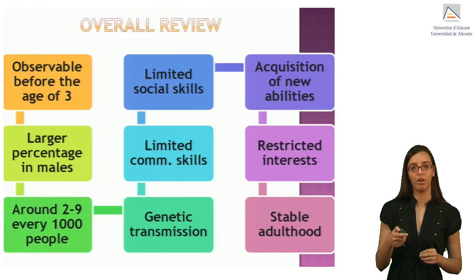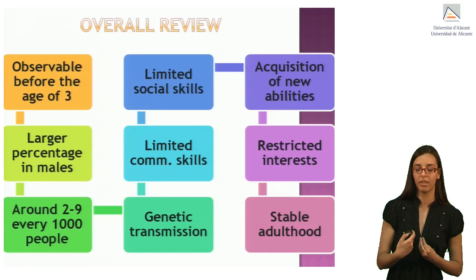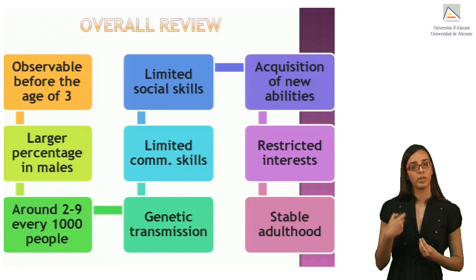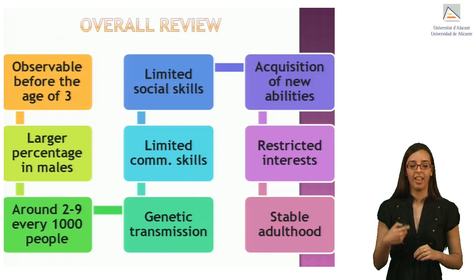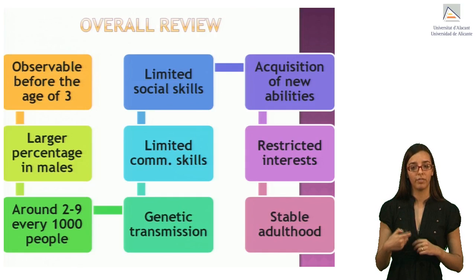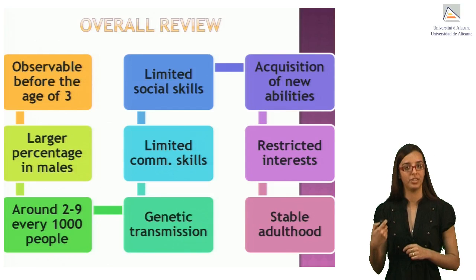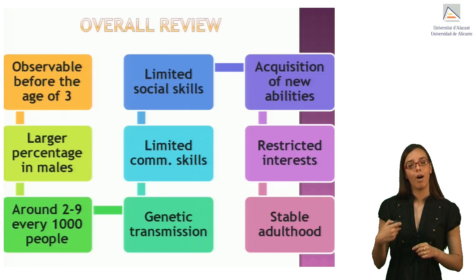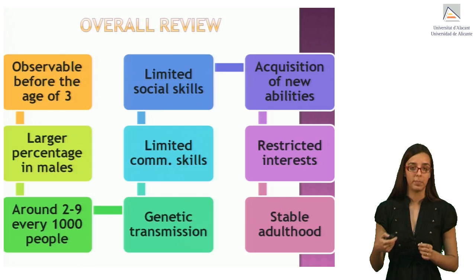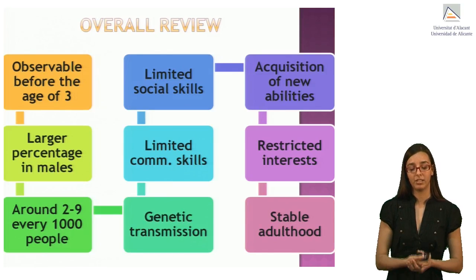So let's have an overall review of what these people show and how we can deal with them. We must remember that the autistic syndrome must be observable before the age of 3. And this syndrome is more often seen in males, in a higher percentage than in women. And according to recent research, around 2 to 9 people in every 1,000 are candidates to have this syndrome.